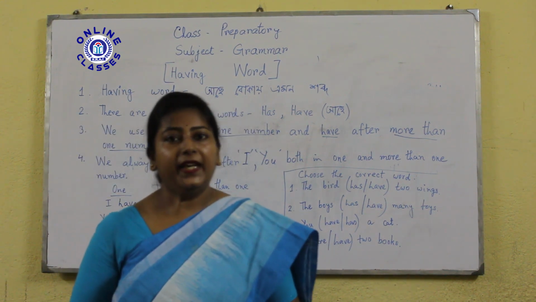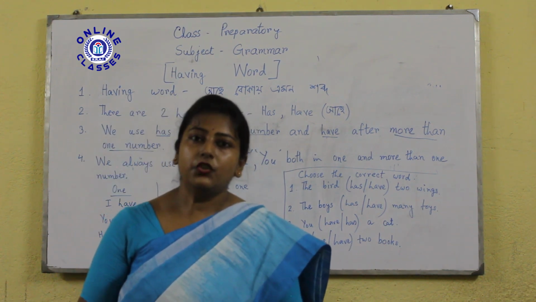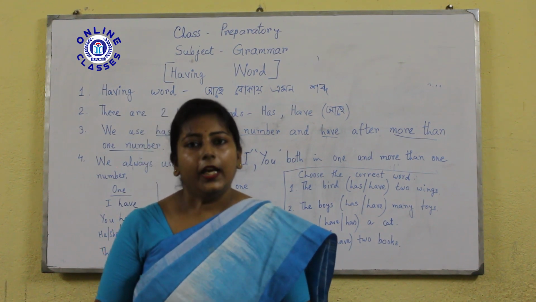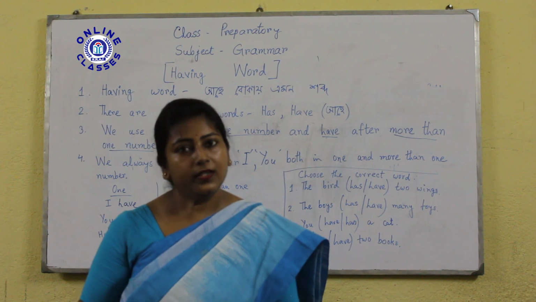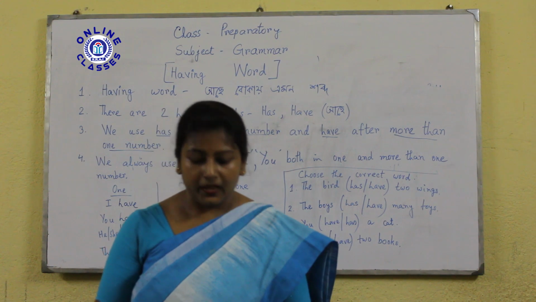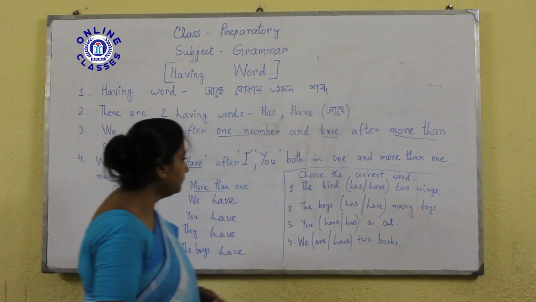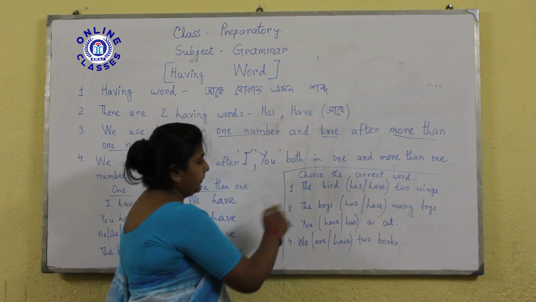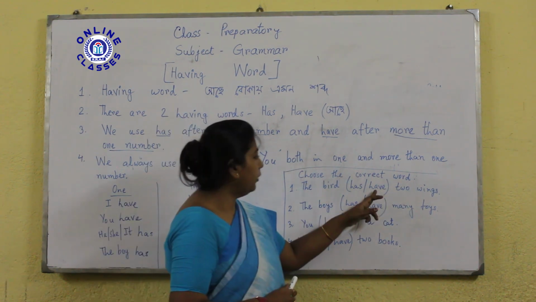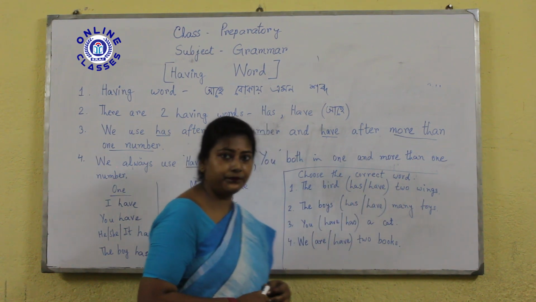Now, what type of question may come from this topic? Fill in the blanks, choose the right word may come in your examination on this topic. You have got study materials on this topic and there filling the blanks was already given. So I am going directly to choose the right word. Look at the first sentence. The bird has or have two wings. You have to choose the correct having word from the option.